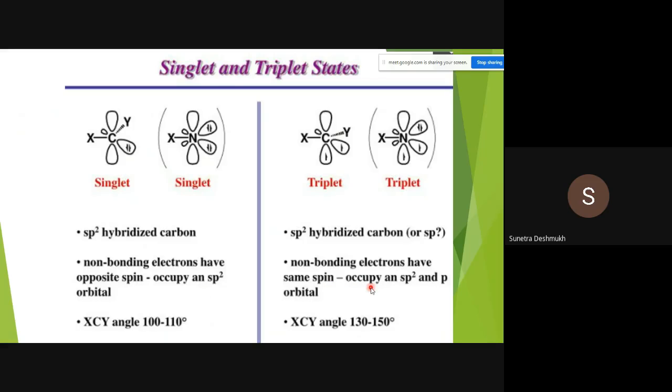In triplet species, the non-bonding electrons have the same spin. They are pointing in the same direction and occupy an sp2 and a p orbital. The X-C-Y bond angle is 100 to 110 degrees in singlet carbene, and 130 to 150 degrees in triplet carbene.